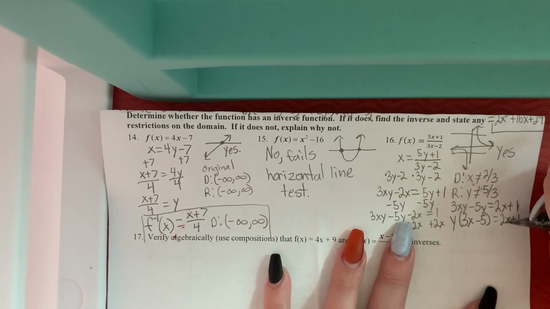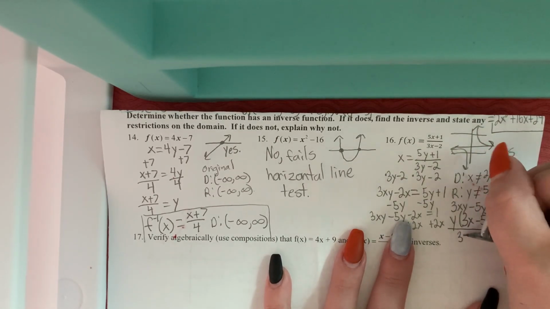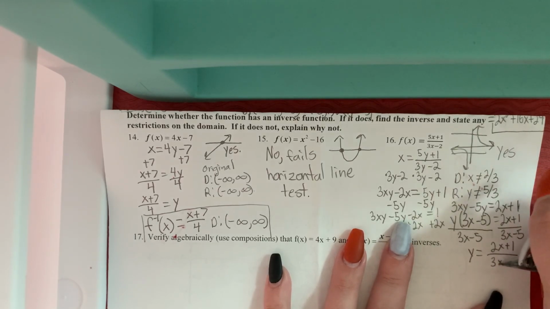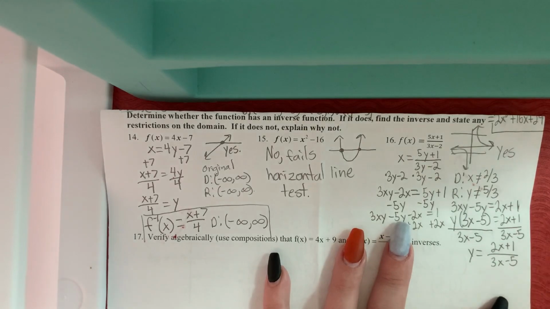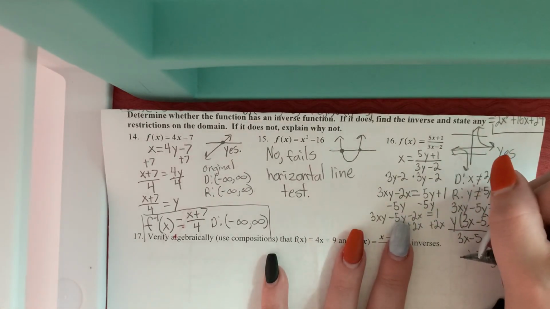Now just to get y alone, we'll divide both sides by what it's being multiplied by, which is 3x minus 5. And so we'll get that y equals 2x plus 1 over 3x minus 5. And then all we have to do is change that y and rewrite it as f inverse of x.